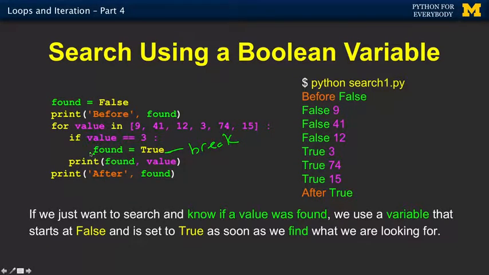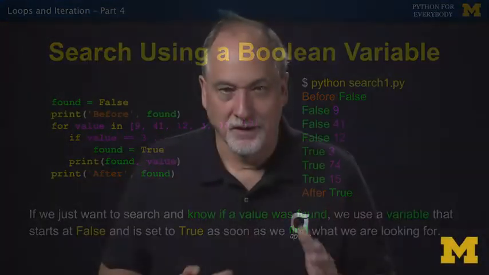Right there. Because once it's true, it's not going to go back to false, so we could stop. So we've done a bunch of different things, right? We found the largest, we searched for a value, we did some sums, we did some averages, and now we're going to do the smallest value.